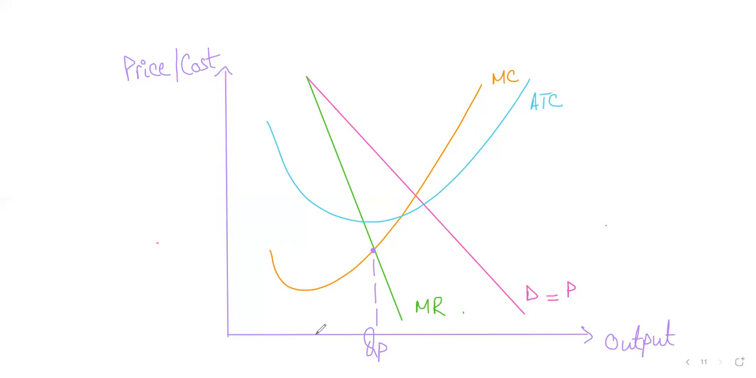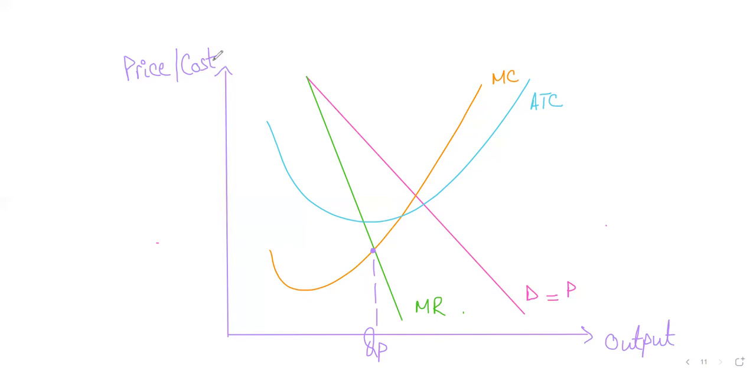That was exactly what we did in perfect competition. We saw where the marginal cost graph was cutting the marginal revenue graph. We put a dot over there, we bring the dotted line down and we label it as QP, which means that it is the profit maximization quantity. That's the first part to it.